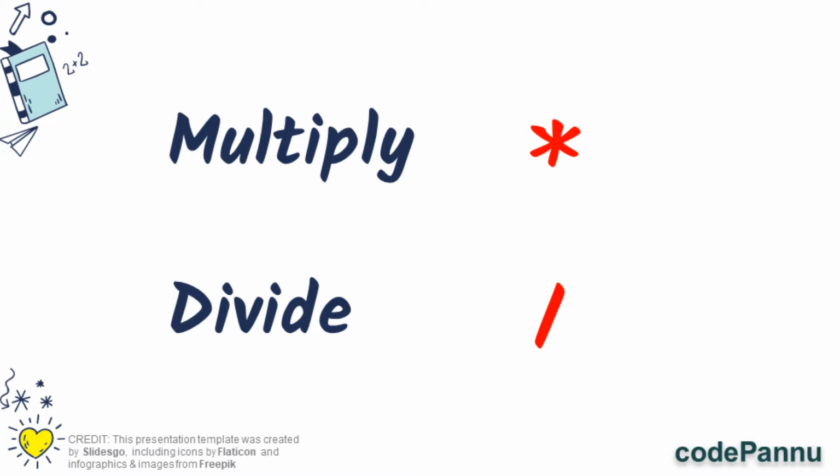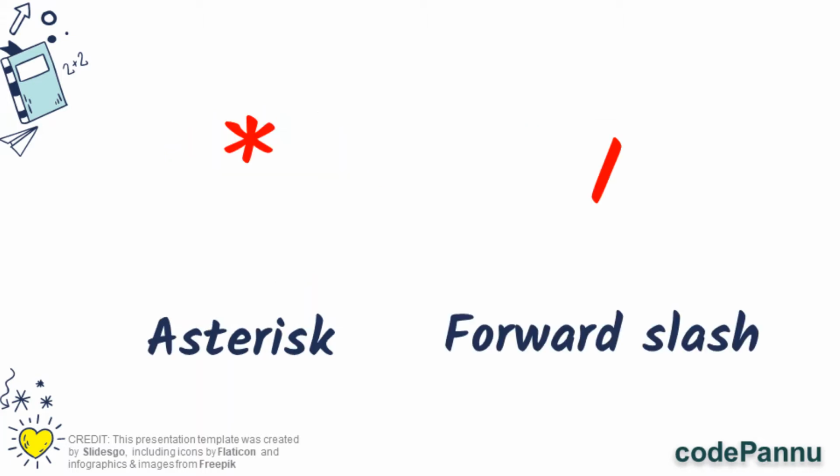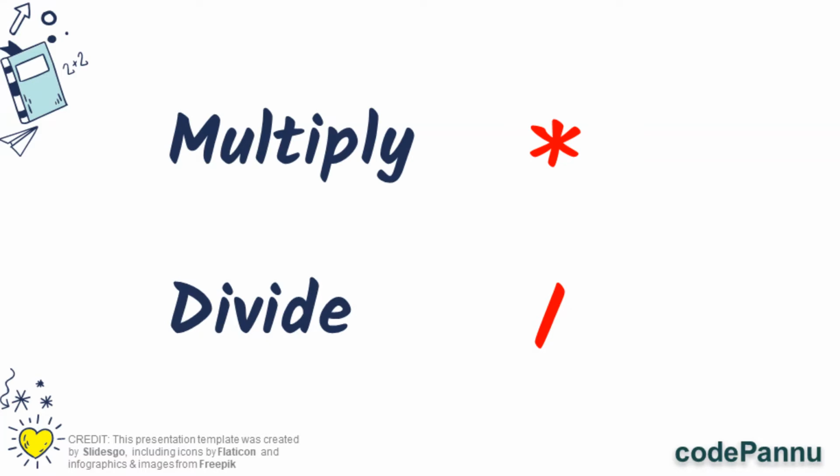Remember, we spoke about special characters and I had explained that each character has a name. So this is called asterisk and this is called a forward slash. This is what we are going to use for multiplication, and forward slash we are going to use for division. So let us start with multiplication.